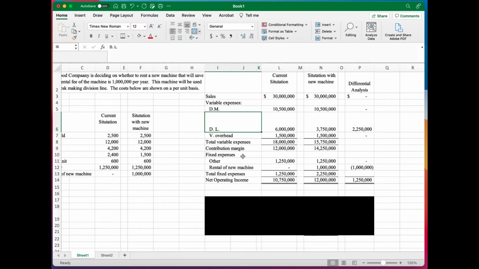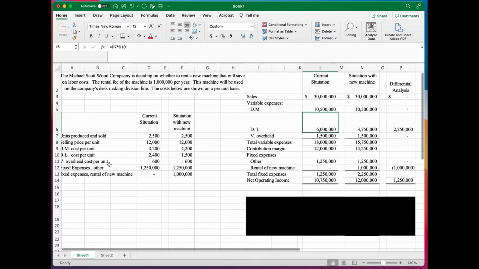Now let's look at direct labor, okay? We already said that if we rent this new machine, our direct labor cost per unit will drop by $900, okay? Well, under the current situation, my total direct labor cost is $6 million. How did I get that? Well, I took my direct labor cost per unit under the current situation, which is $2,400. I multiplied it by the number of units produced and sold, which is 2,500 units. I get $6 million.